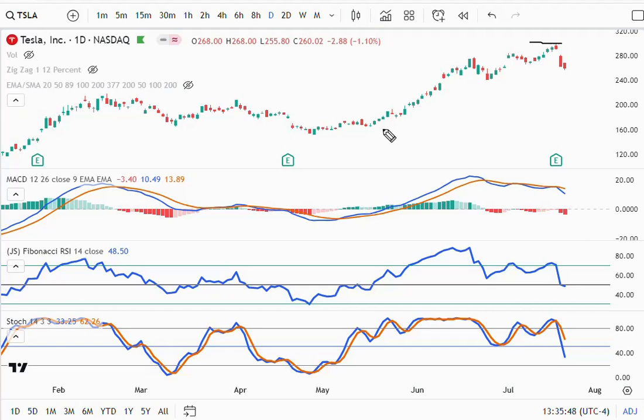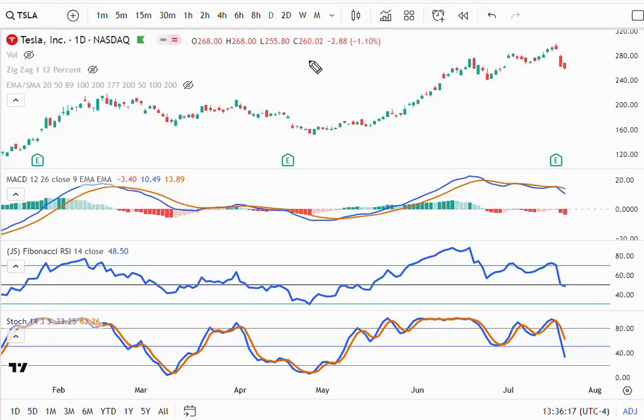Now, if you look at the structure since the rally started right here in May, Tesla had been making a series of daily higher lows. This one was the previous higher low. But this sell-off changed that. In fact, Tesla has now made a lower low. So the sequence of higher lows has been broken. So we now have a lower low on a daily basis.